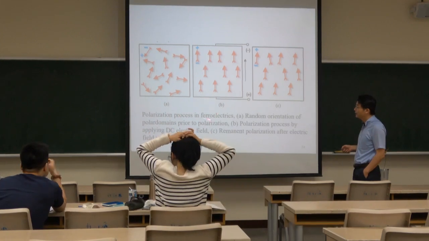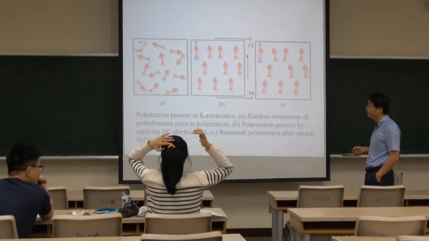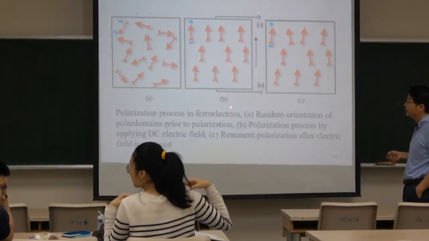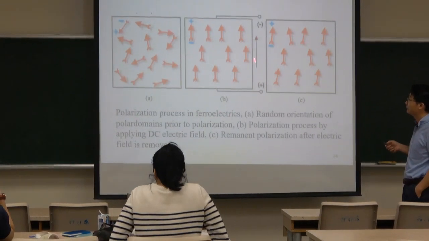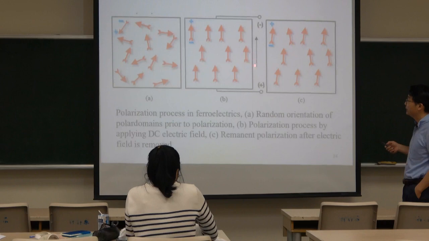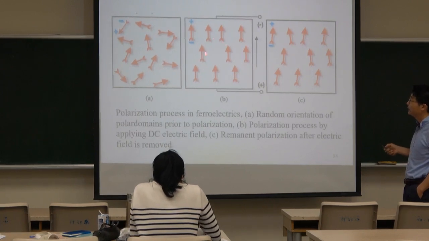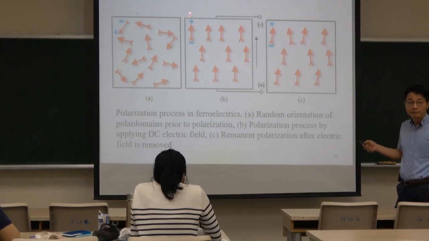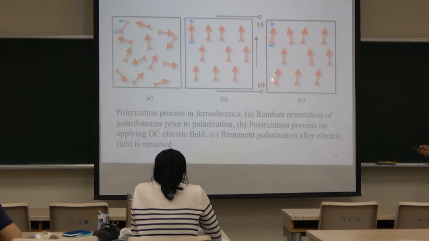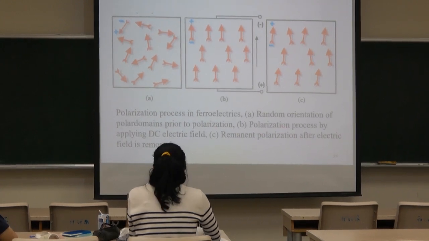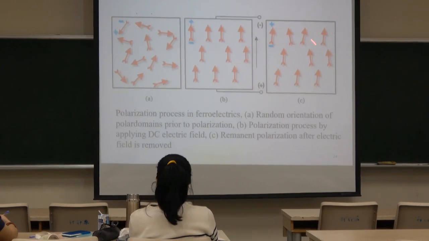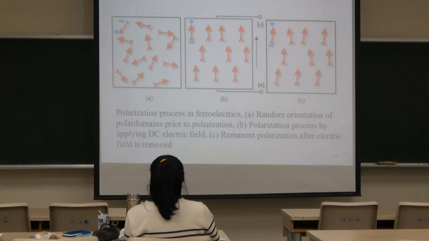The polarization process in ferroelectric materials depends on the electrical field being applied. Once the electrical field is applied, you can reorient the dipoles. Once the electrical field is released, the polarization still remains. We call it remnant polarization after the electrical field is removed.